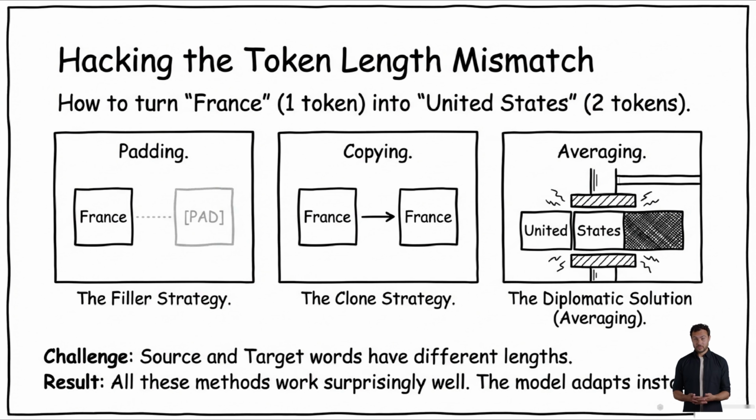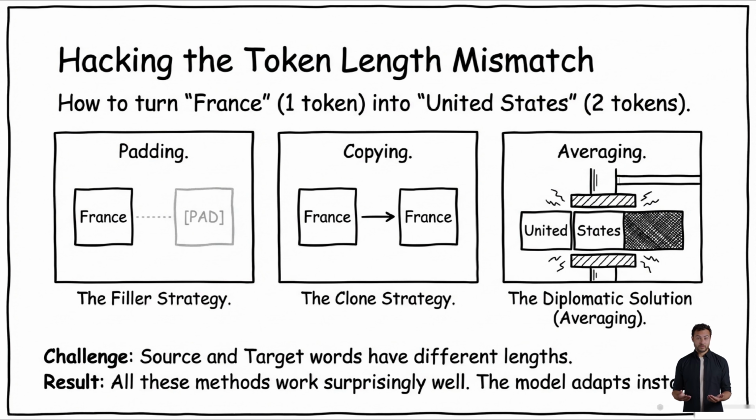Hacking the token length mismatch is about a simple but annoying constraint. Sometimes your source concept is one token, like France, but the target phrase you want is two tokens, like United States. The question is how to build a clean mapping when the lengths do not line up. The slide lists 3 practical fixes.